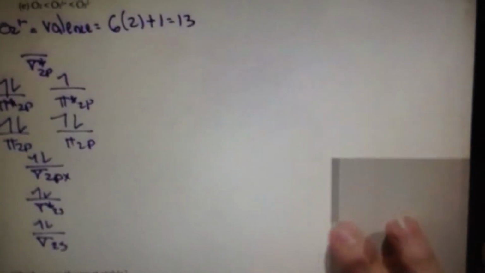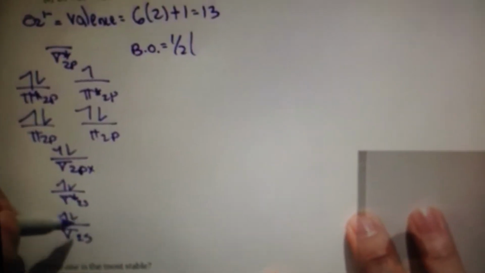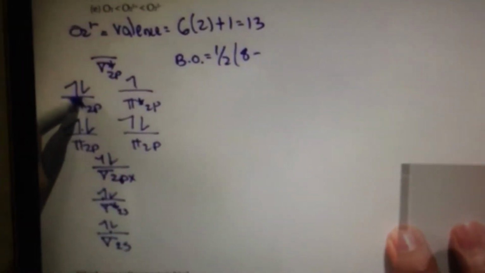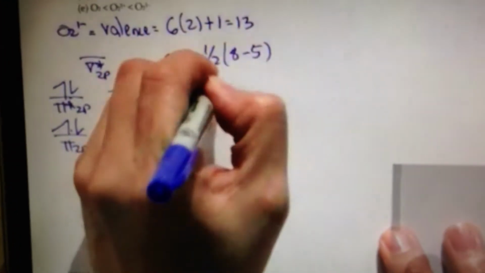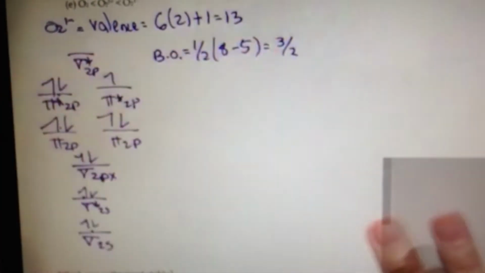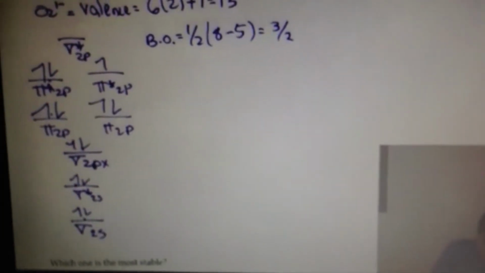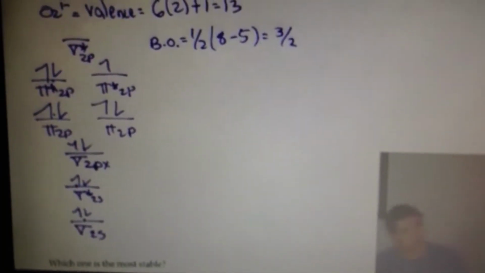All right. So now we can find the bond order. BO. Right. Now the bonding is going to be 2, 2, 2, 2. So that's 8. Minus the anti-bonding, which is 2, 2, 1. So that's 5. So that's 3 halves. Agreed? That's how you find it. So bond order is a little bit different in that case.